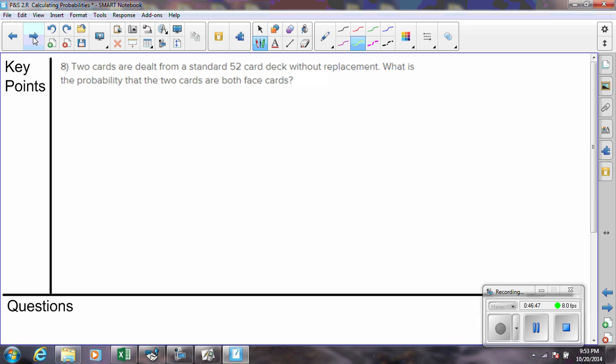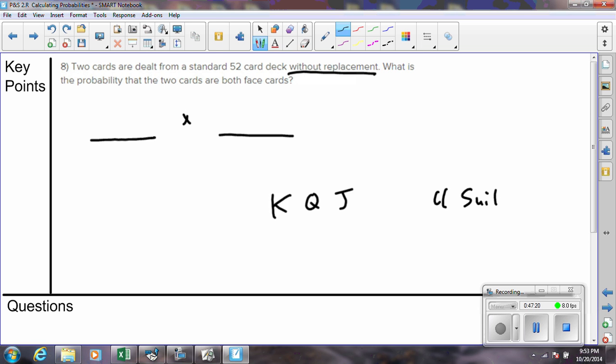Question 8. 2 cards are dealt from a standard deck of 52 without replacement. Big clue there, without replacement. So we have card 1, card 2. Well, what is the probability that both cards are face cards? Remember, face cards are the king, queen, and jack. So there are 3 face cards per suit. Since there are 4 suits, we'd have 3 times 4 gives us 12 face cards.